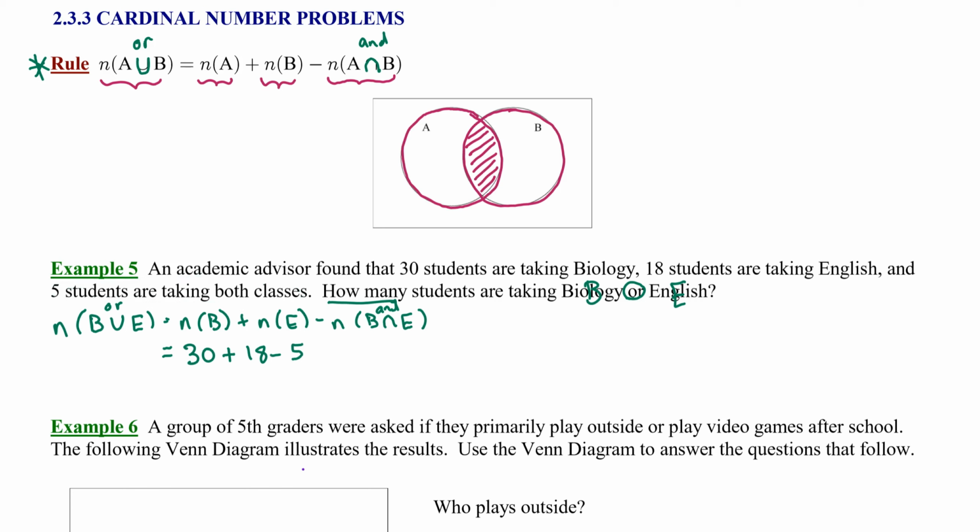We counted those 5 students with the biology class. We counted them with the English class. So we need to subtract them off once in order to accurately count how many are taking biology or English. So we have 30 plus 18, that's 48. And 48 minus 5 is 43. So we could say 43 students are taking biology or English. The words are very important. When you read these problems, pay attention to the difference between and or. It will affect how you calculate the problem.